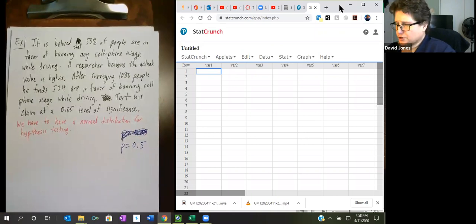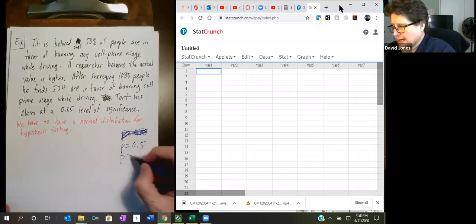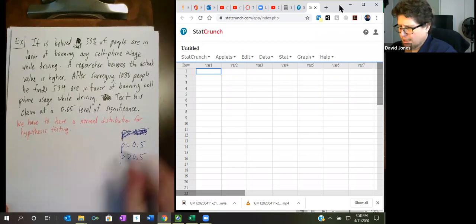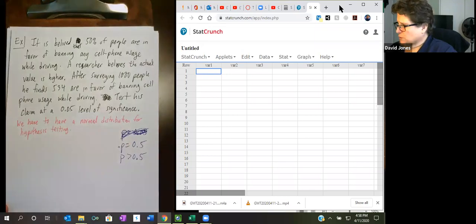What does the researcher think? The researcher thinks it's higher. He thinks it's greater than 0.5. So we need to test this. That's what we're testing.